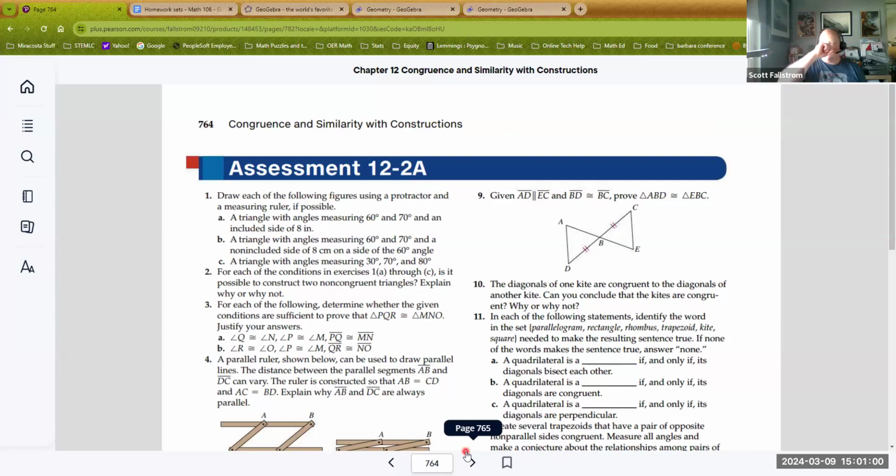So when we get to 12.3, we'll do a little bit more with constructions. And that's where that rhombus really comes into play. But for right now, that's it. So we'll head on to 12.2. We'll go through the homework section and we'll take it from here. All right, off you go.